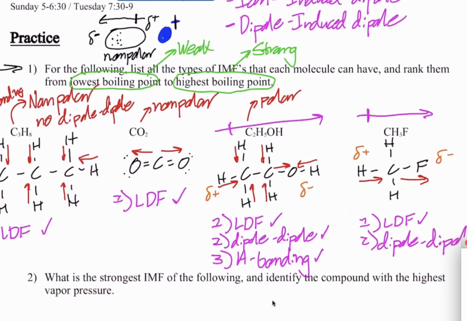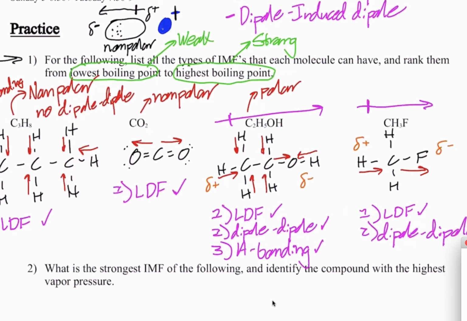So we're ranking these from lowest boiling point to highest. So we're ranking these from weakest to strongest. Okay, so what we know is London dispersion forces are going to be the weakest, and then dipole, and then hydrogen bonding. Okay, so first let's look at the molecules where they only have London dispersion forces.